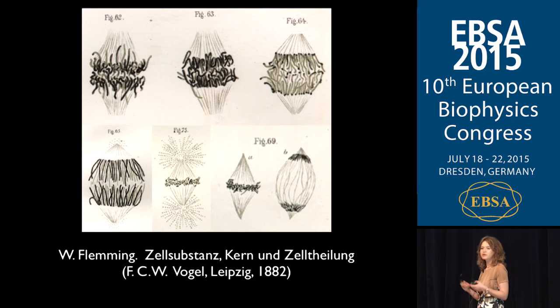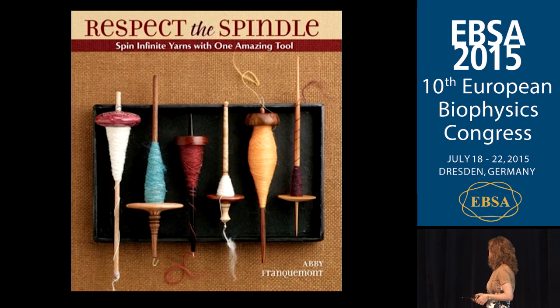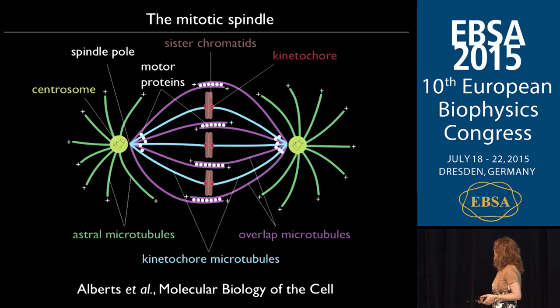But after all this research that has been going on in the last 100 years, we still don't know exactly how the spindle functions because it's so complex and it has so many mechanisms inside. The name spindle comes from the fact that this structure in most cells resembles the spindle that was used to twist wool into yarn. And this is how we see the spindle today.